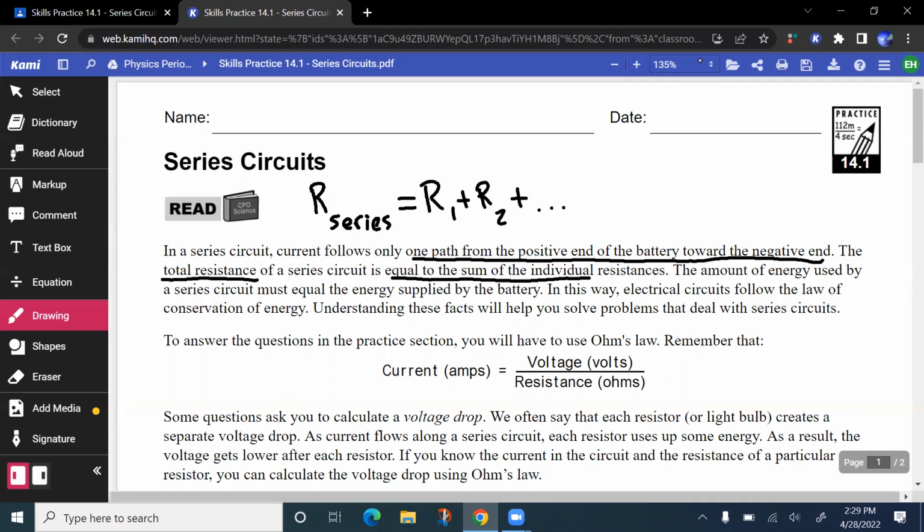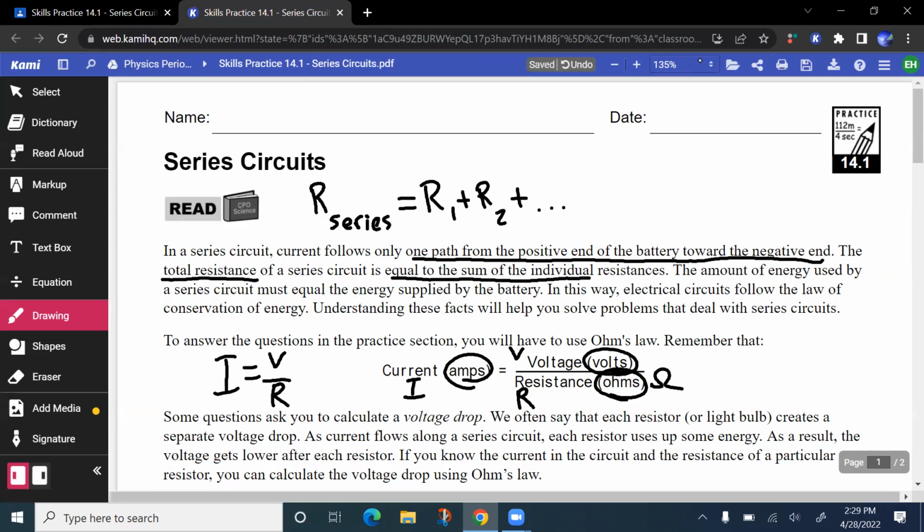Now, down below, you're also going to need to use Ohm's law. So when you see amps, that is connected to current. If you see volts, that's connected to voltage. And if you see ohms, which is the symbol omega, that is connected to resistance. So I equals V divided by R. We're going to be using that.